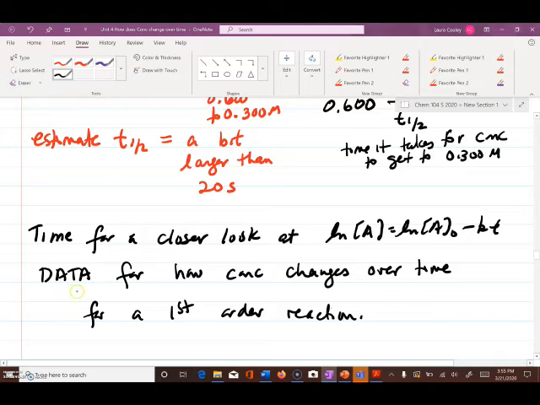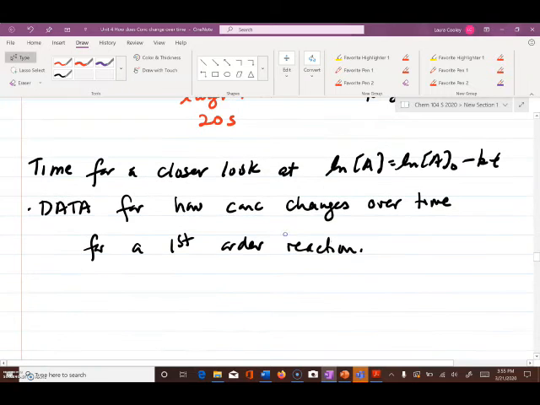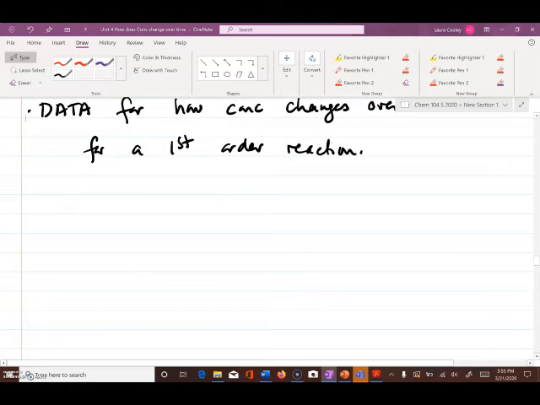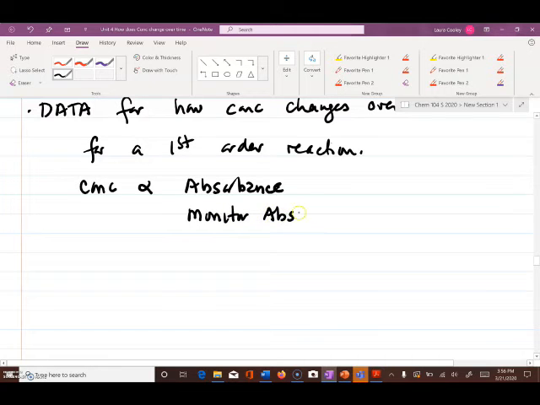So if we were able to take data, suppose we had data for how the concentration changes over time for a first order reaction. How would we get this data? One way we could get it is to use the fact that concentration and absorbance are proportional to each other. So we could, for example, monitor the absorbance with time. In fact, I showed you data for this on the very first day we studied this, when we were talking about the crystal violet reaction.